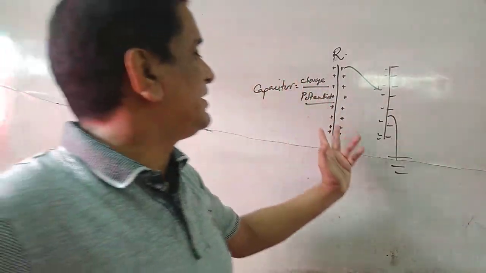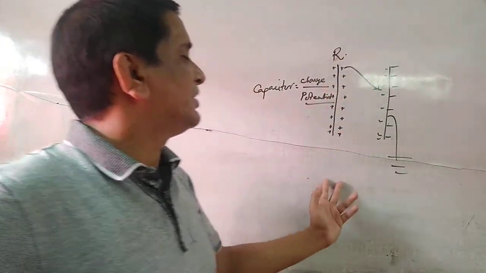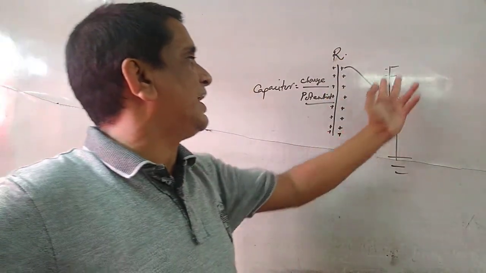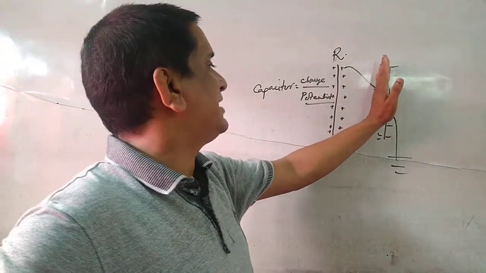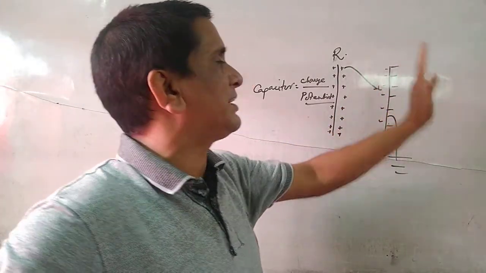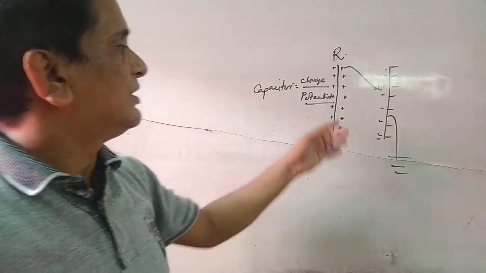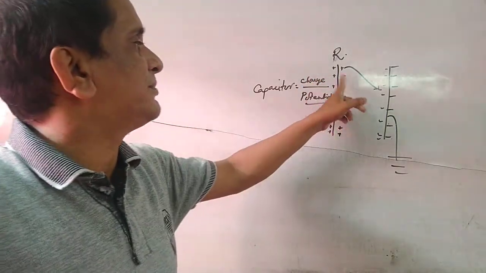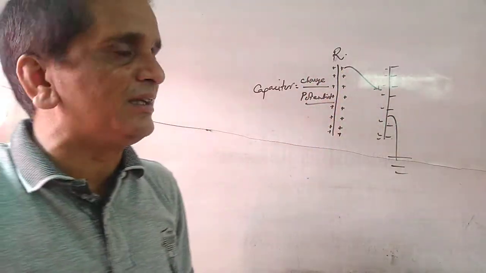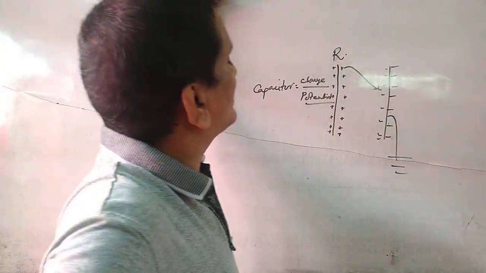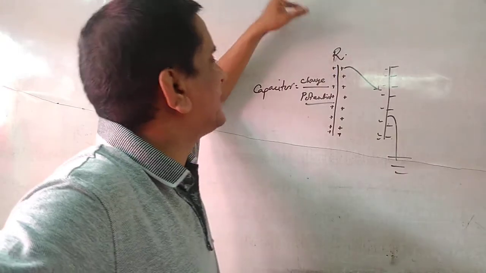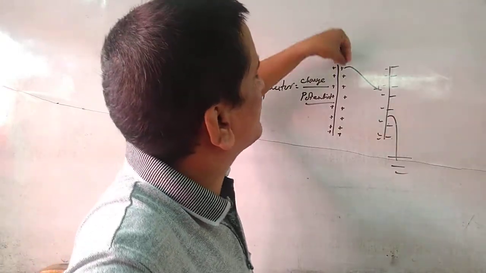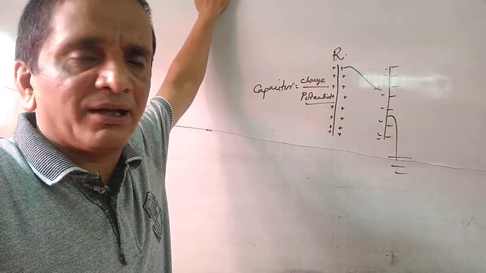We have to bring a positive plate here, and with it an uncharged conductor. What will happen? This side becomes negative and the other side becomes positive. So now the potential of the system decreases, meaning V decreases. To increase the potential, we can give some charges here. Is it clear?